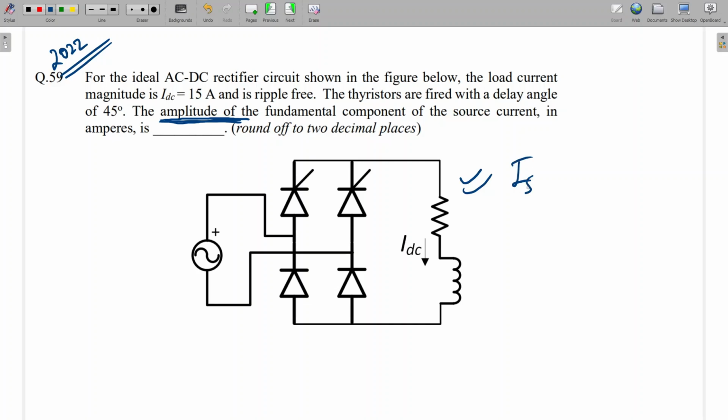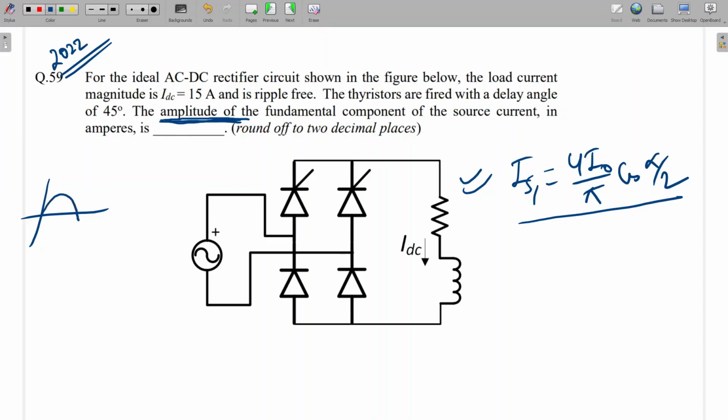So what is IS1? IS1 is equal to 4 I naught upon pi cos alpha by 2. Amplitude means maximum value, the peak value. That is the value they are asking. If you do RMS by mistake, because every time they ask RMS, you will write the wrong answer. So we should read the question carefully, otherwise you will get the 2 marks question wrong.